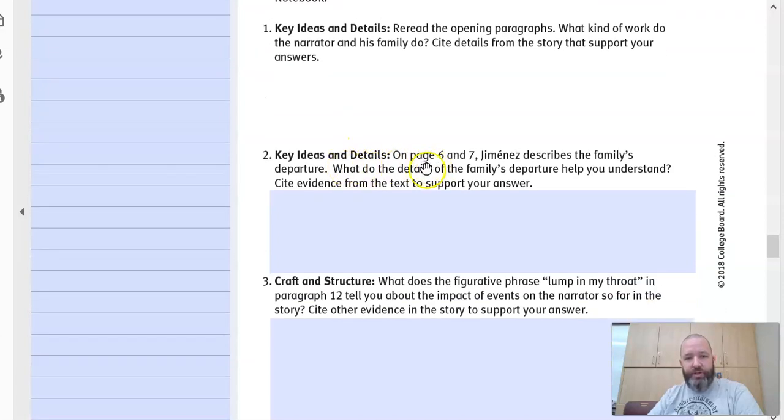Question number 2, on pages 6 and 7, the page numbers are in the corner. Jimenez describes the family departure. That means where they are when they leave. What do the details of the family's departure help you understand? Cite evidence from the text to support your answer.